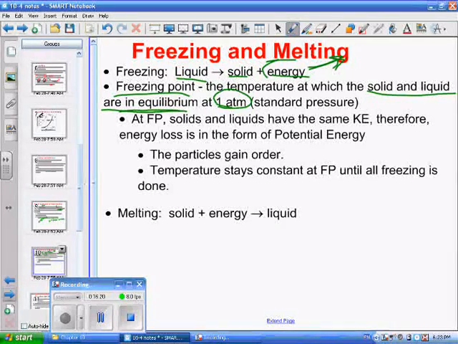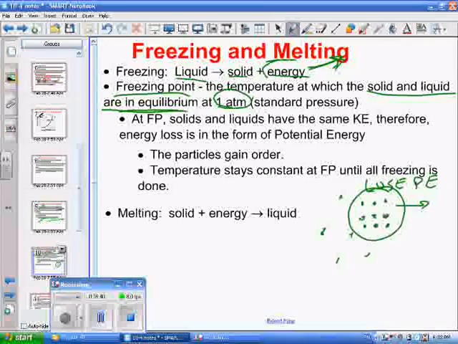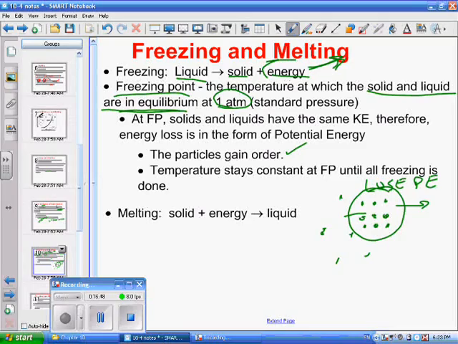So where does the energy come from? It's the potential energy. You see, particles in the liquid phase are all moving around like crazy. But as they freeze, they start to form a regular pattern. And as they do this, they lose potential energy. So this potential energy that's lost is the energy that's lost when there is a phase change from a liquid to a solid, or freezing. Why? Again, as I mentioned down here, particles gain order and temperature stays constant at freezing point until all freezing is done, which is absolutely true.